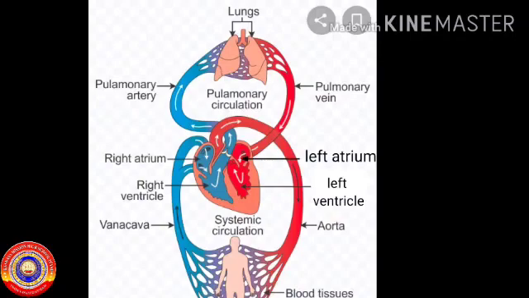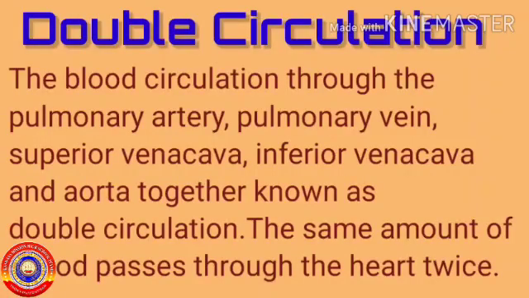The deoxygenated blood through the vena cava reaches the right atrium. When the right atrium contracts, the tricuspid valve will open and the blood reaches the right ventricle. And when the right ventricle contracts, the pulmonary valve will open and the deoxygenated blood reaches the lungs through the pulmonary artery. And this process continues twice, and that is called the double circulation.